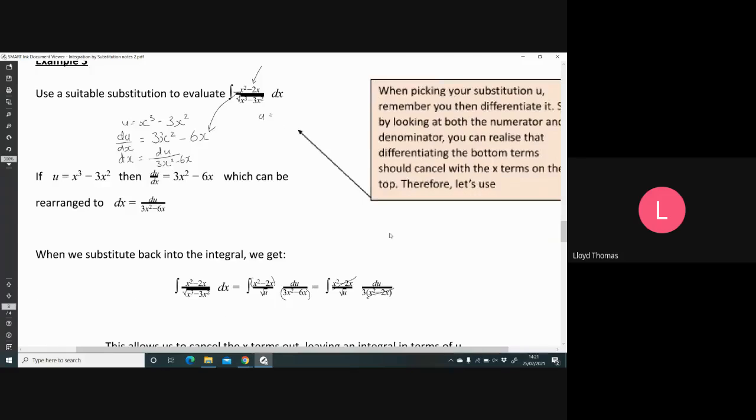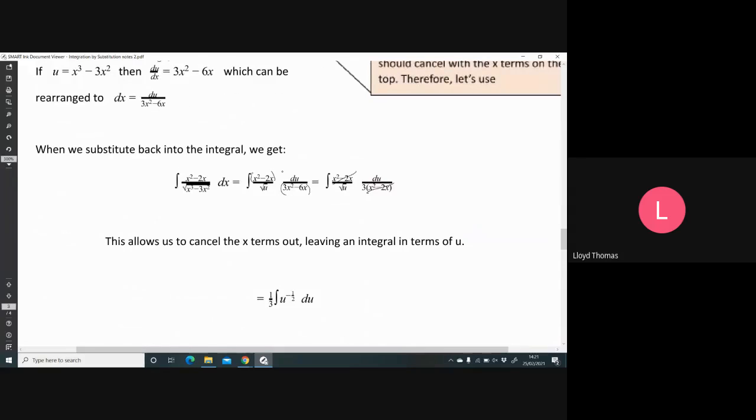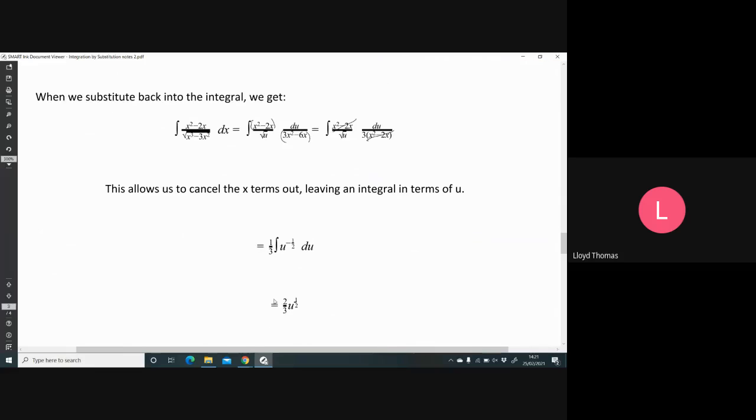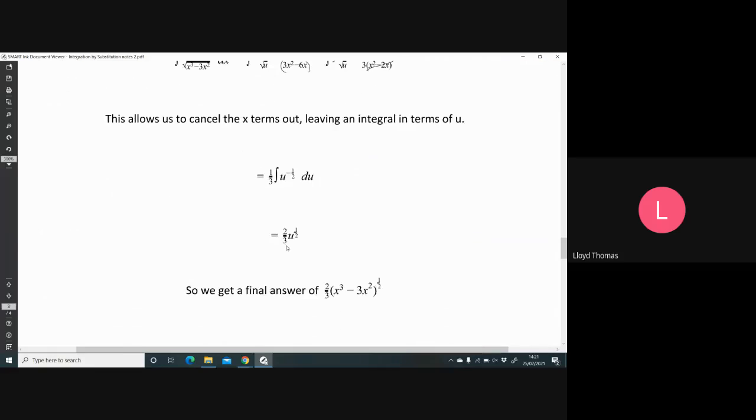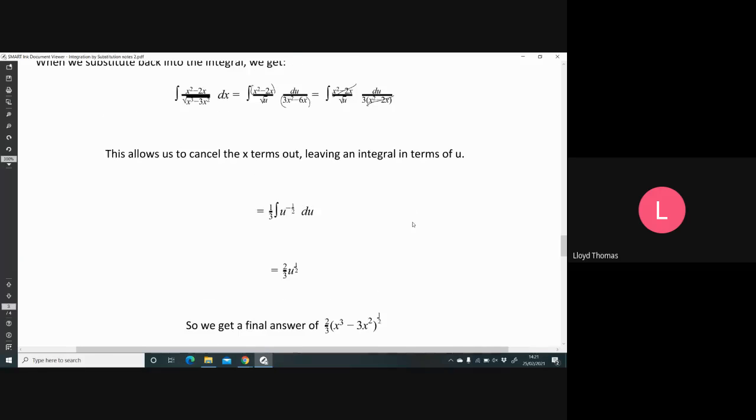From this point on in the question, it's the same as always. Okay, you end up with a third u to the minus half. Then you can take that out, and you end up with this. And your final answer is this, apart from subbing in u again, where we get that. So obviously the far trickier element of this is choosing your substitution wisely.